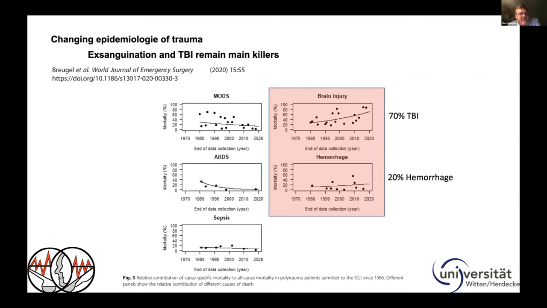If we look at the data, and this is just an example, a large retrospective registry analysis from colleagues in the Netherlands in 2020, there remain two major killers associated with trauma. The vast majority of patients die within the first hours or from later sequelae of traumatic brain injury. Another substantial proportion of those who die very early are those with hemostatic disturbances and coagulopathies.